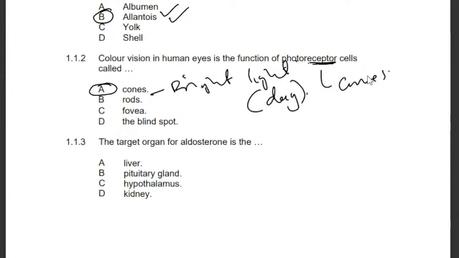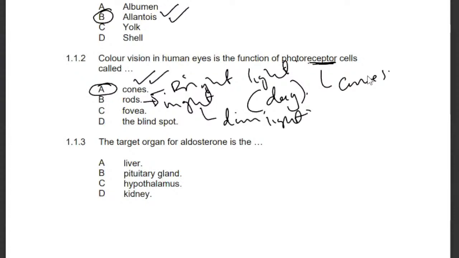Rods are used during night. That's why animals which are nocturnal cannot see color. Why? Because they see very well at night. Sometimes we can say that rods are responsible in dim light. So I think now it is clear. The answer here becomes the cones. Fovea is where the sharpest image is formed. Blind spot, no image is formed.